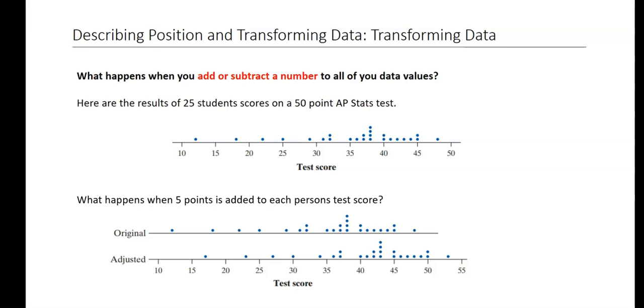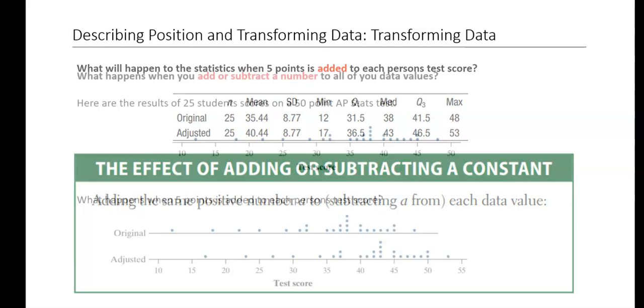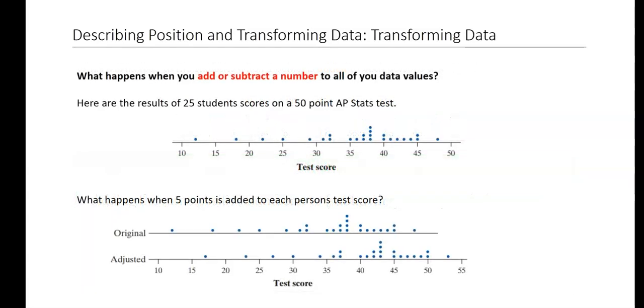So everything just moved over. What changed as far as the measures of center and so forth? You can probably see that the mean and median are going to move up 5 units. The measures of center are going to change. The new center is 5 units to the right of where it was.